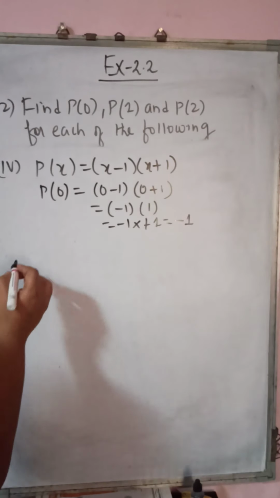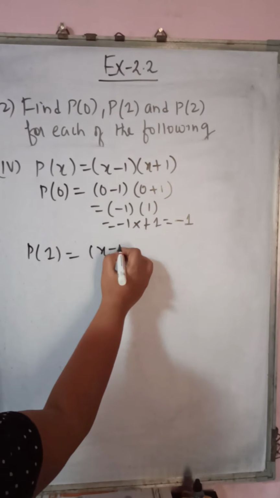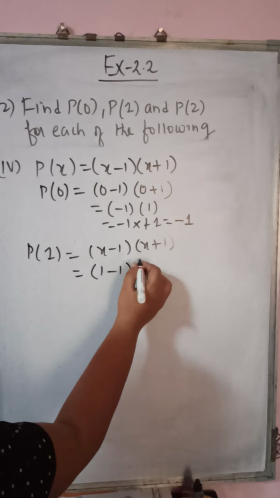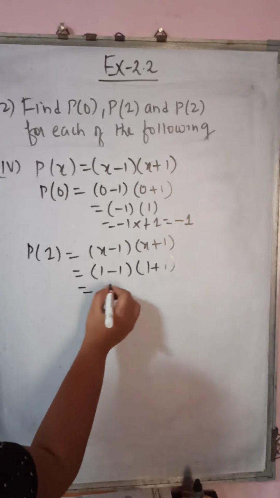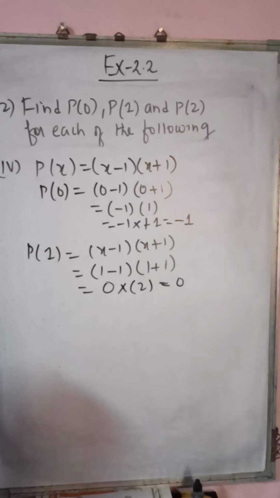1. Now put P of 1, means wherever x is there, in place of x we'll put 1. So 1 minus 1 and 1 plus 1. 1 minus 1 is 0. So 0 into 2 is 0.